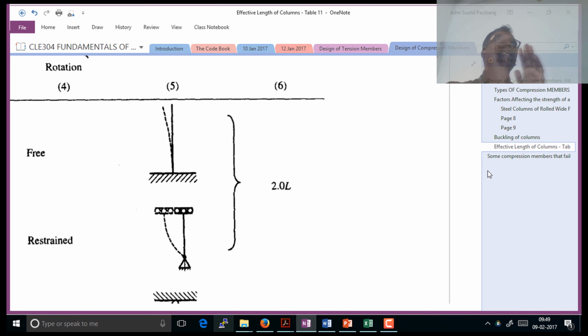So we've seen in today's class the failure modes of a column. Because this is going to determine all the formulas which we are going to study in the subsequent classes.